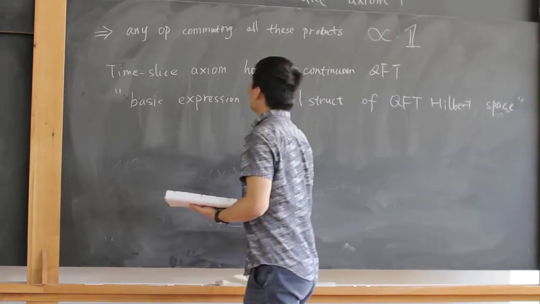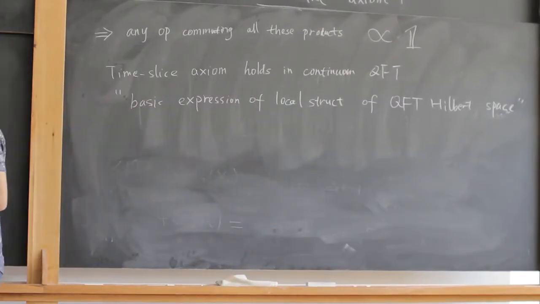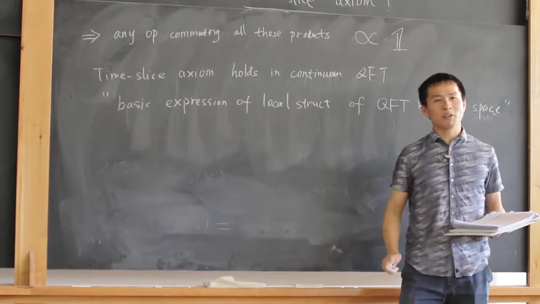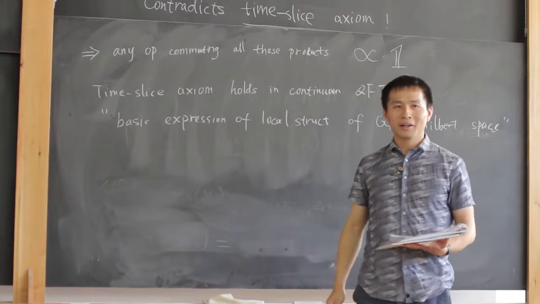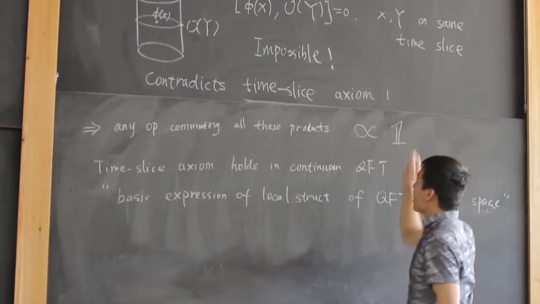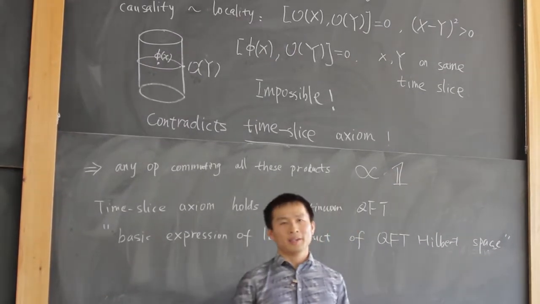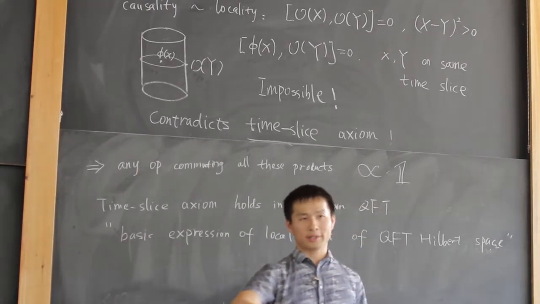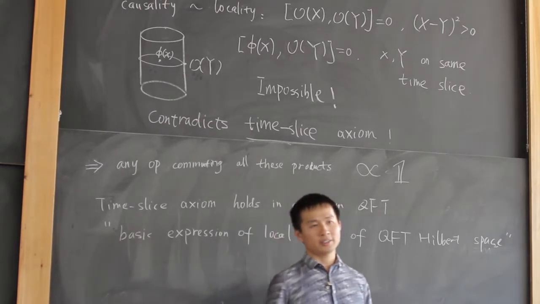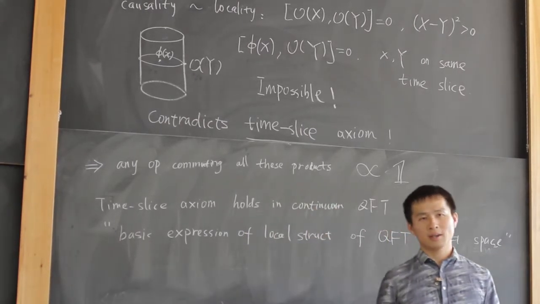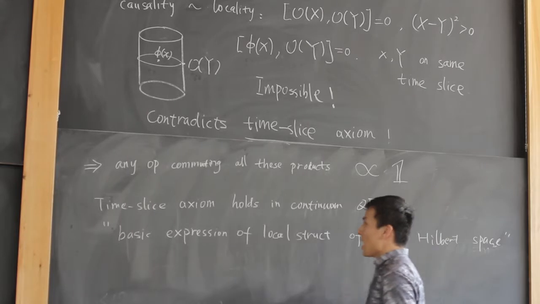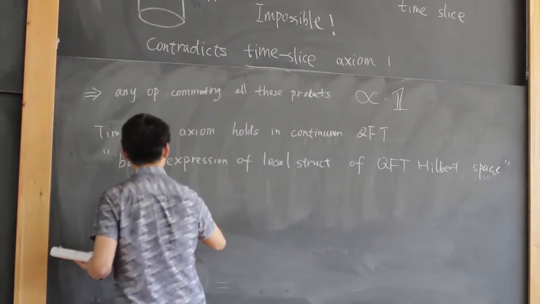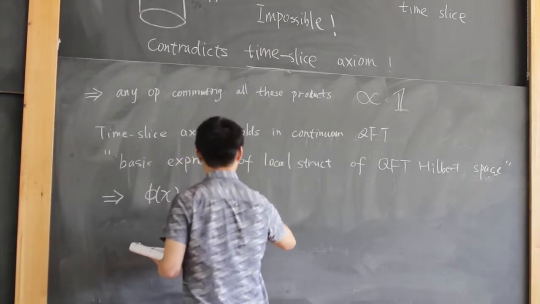Okay, so now applying the Timeslice axiom to the kind of radial commutativity statement that we had earlier, remember that over there, O of y is an arbitrary local operator at any location in the CFT at a fixed time slice. So applying the Timeslice axiom, we find phi of x is a C number.